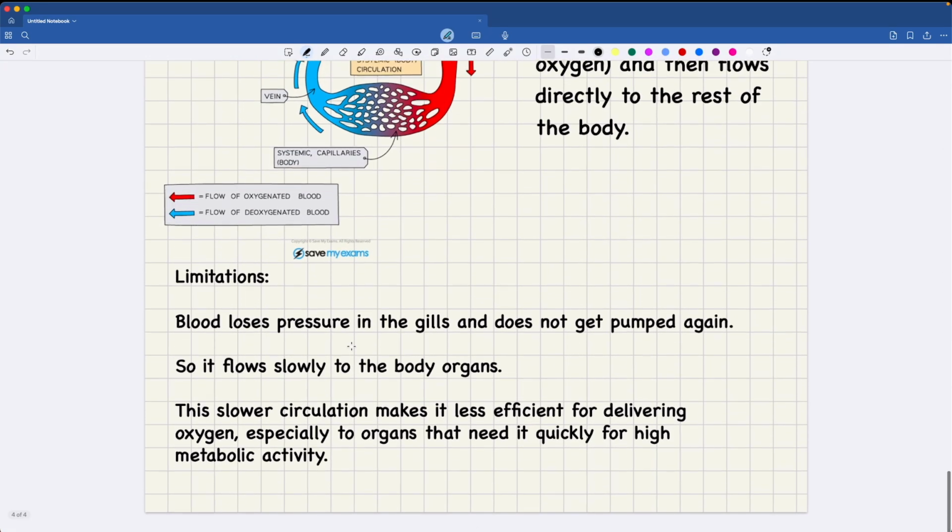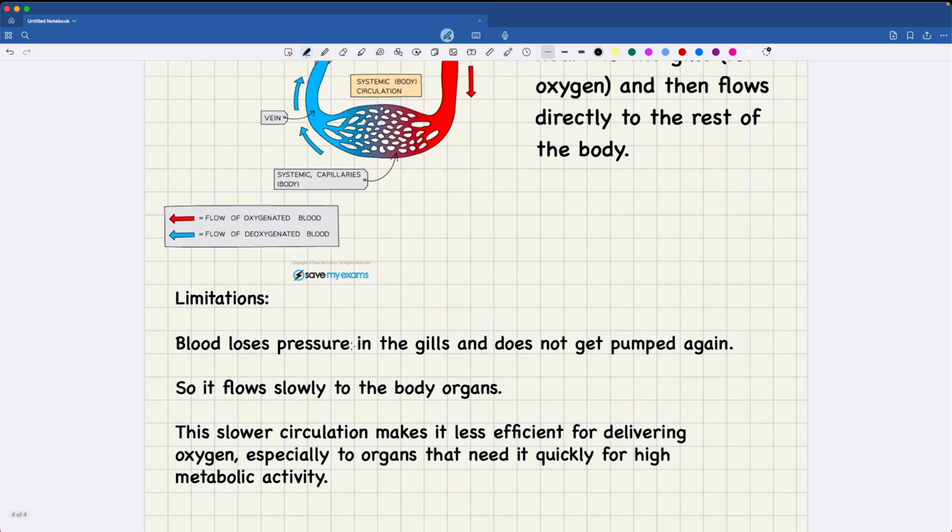What is the limitation, by the way? The blood loses pressure in the gills, right? As in the lungs, blood also loses pressure in the gills, and does not get pumped again. So it flows slowly to the body organs. The slower circulation makes it less efficient for delivering oxygen, especially to organs that need it quickly for high metabolic activity.